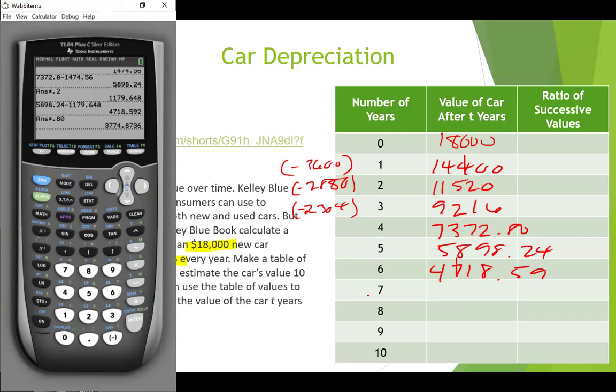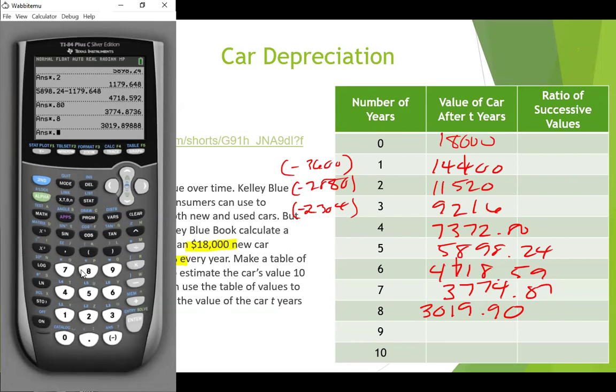So my new value is 3,774 and 87 cents. And that's because I'm retaining 80%. I'm losing 20, which means I'm retaining 80. I'm going to do it again. Now, after this year, what is going to be my new value? It's going to be 3,019 and 90 cents.